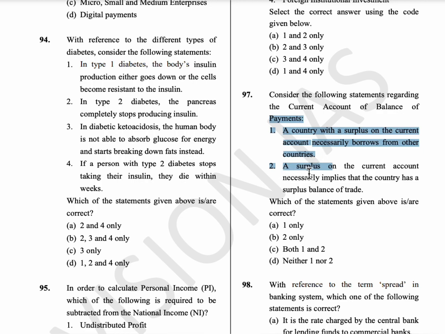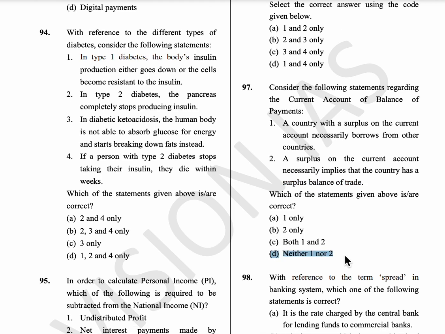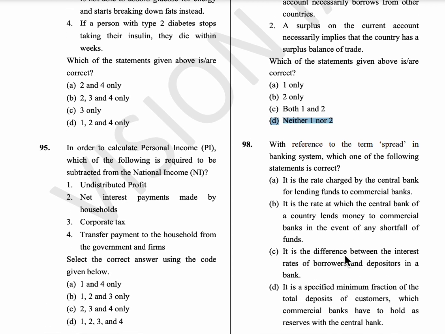Second is, a surplus on a current account necessarily implies that the country has surplus balance of trade. Here it doesn't only have to be a surplus in balance of trade. It can be surplus in the balance of invisibles also, not only this one. So even second one is wrong, so option D. 98th question, with reference to the term spread in the banking system, which one of the following statements is correct? So here the spread is the difference between the interest rates of the borrowers and depositors in the bank. So option C is the right one.